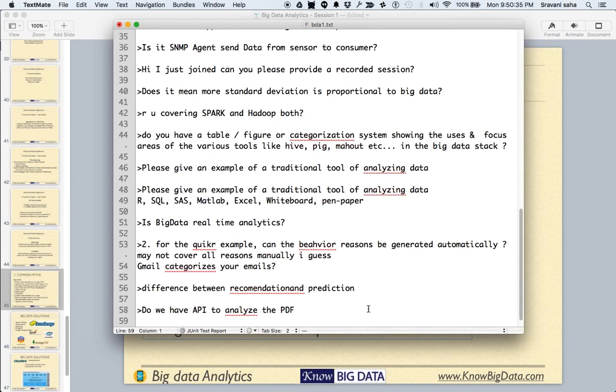Rama's question is, do we have an API to analyze PDF? Yes, there are many APIs which can extract text from PDF.